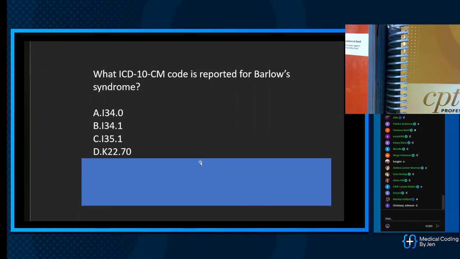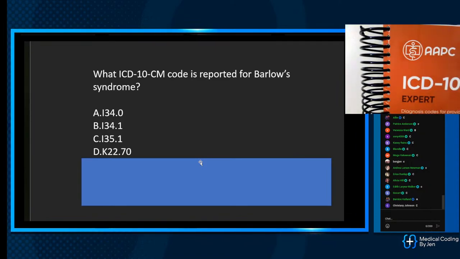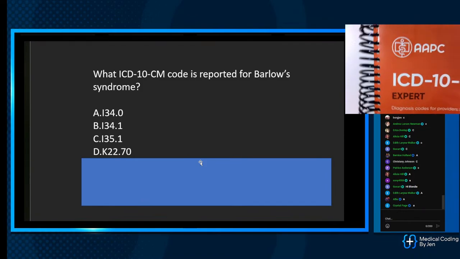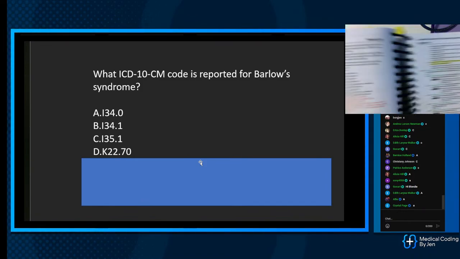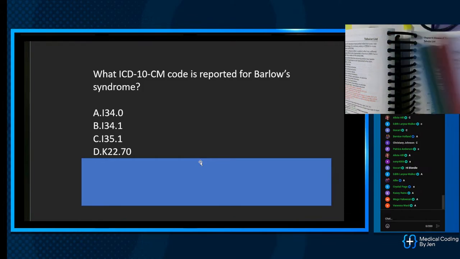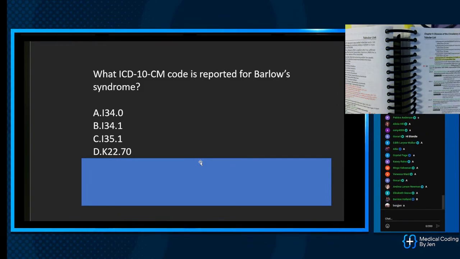All right. ICD-10. Move this CPT out of the way for a second. And just like with CPT, I like to just go to the codes first, see which one we think we're going to be. If we're doing a syndrome, are we going to be in the K's or the I's? A, B, C, D, E, F, I and then J and then K. I is under diseases of the circulatory system. J and then K. K is diseases of the digestive system. Barlow syndrome? Are we circulatory or are we digestive with that?